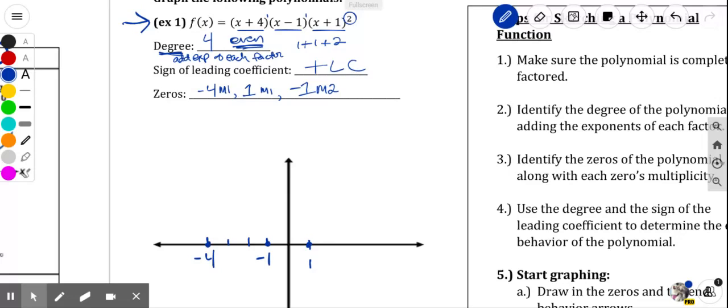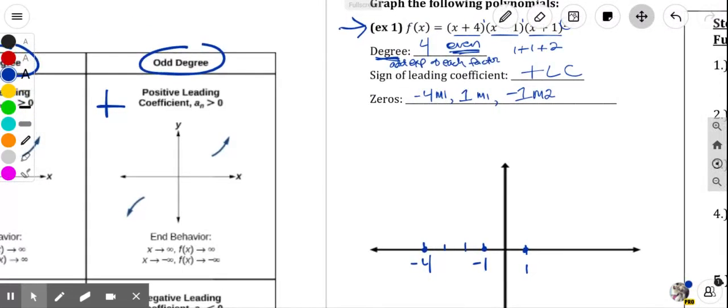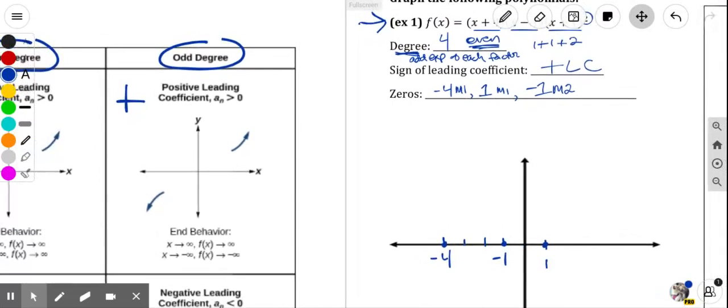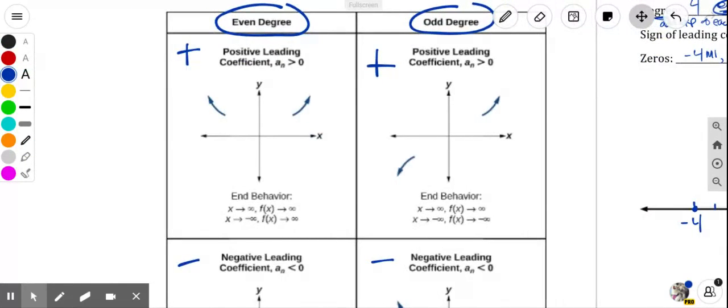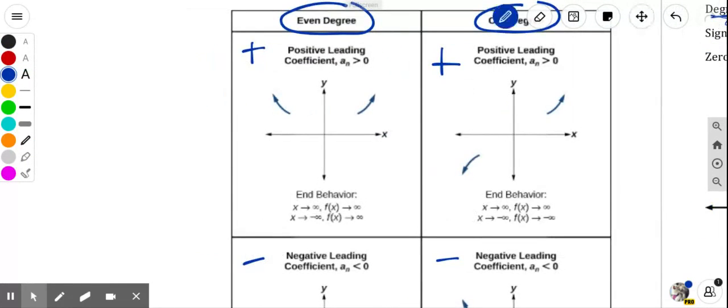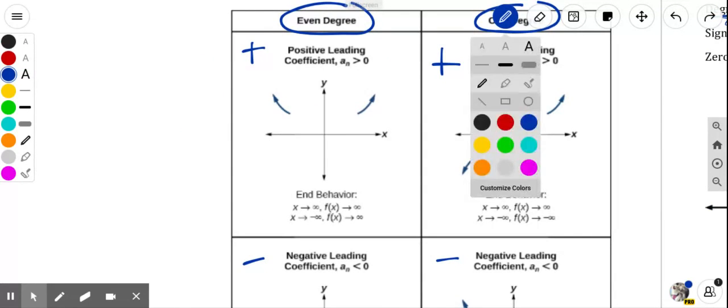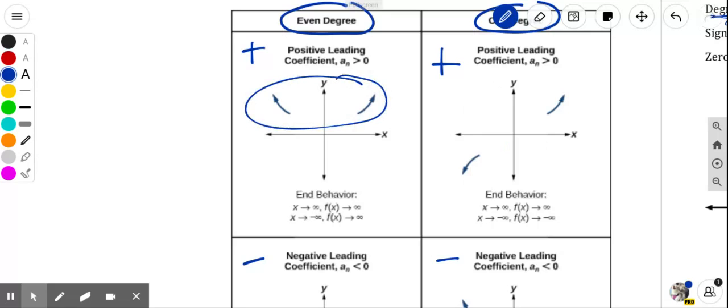The next thing we do is here's where we're going to use the end behavior chart. I'm going to draw in the end behavior arrows. What I mean by that is I'm going to look at our chart. This particular example is even positive leading coefficient. Even positive leading coefficient is this box right here. So this is what our end behavior is going to look like. Our graph on the ends are both going to go up. So that's what you do next, you draw in the end behavior.